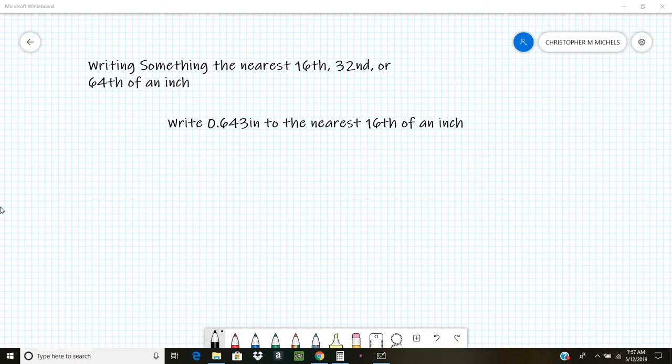Okay, so in this video, I want to show you a really useful little tool. You might not use it too much in practical application. I mean, you never know. I always say the more things you know mathematically, the better off you are. So what this is called is writing something to the nearest 16th, 32nd, or 64th of an inch.